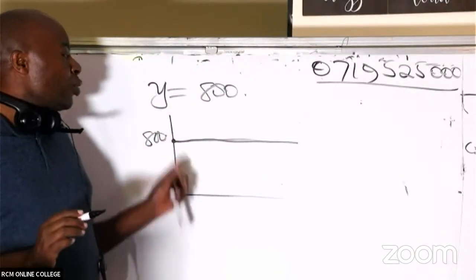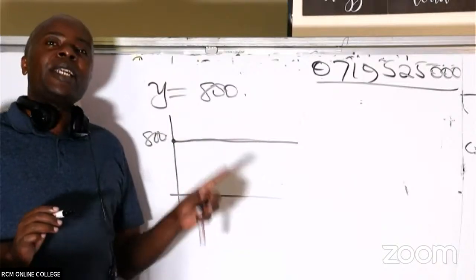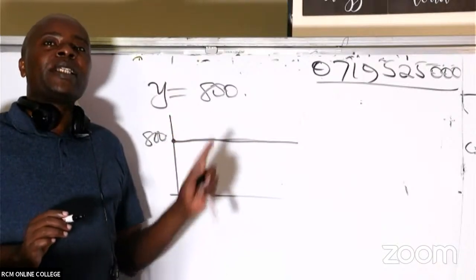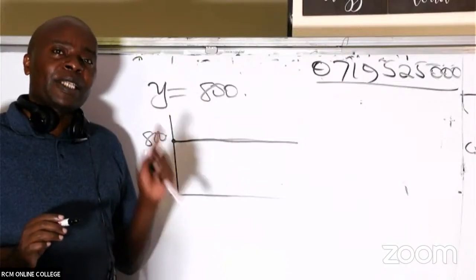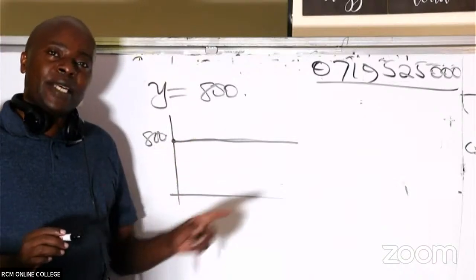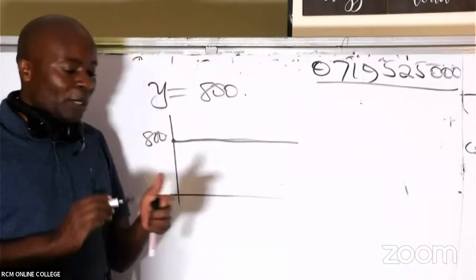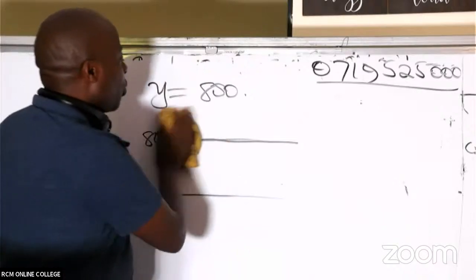So if I have y equals 800, I can bear witness that this line does not have any steepness. It's a flat line, and therefore dy dx should be 0. To make your life easy, ladies and gentlemen, this is what I would always want you to cram.